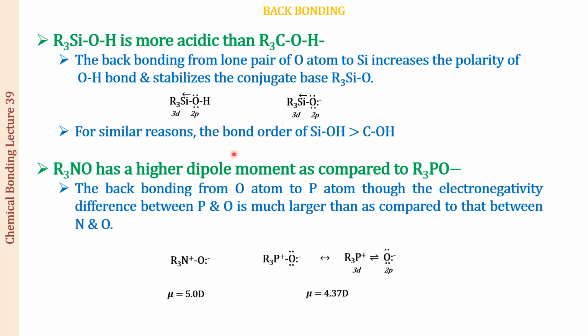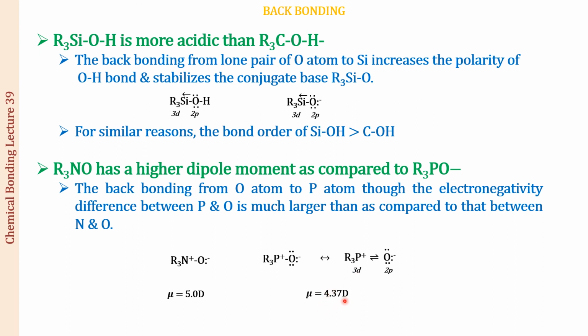And for similar reasons, we can also say that the bond order of Si-O is going to be greater than C-O. Alright, the next one we have is R3NO. This has a higher dipole moment as compared to R3PO. So what you see is that the dipole moment value for R3NO, the N-O bond, is 5 D, whereas for R3PO, it is 4.37 D.